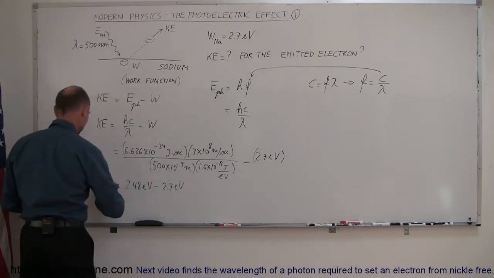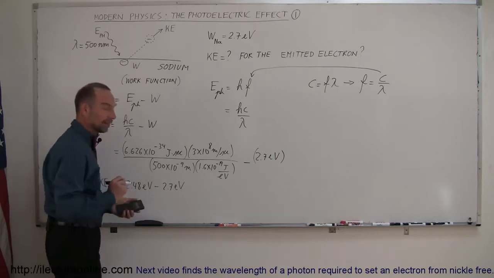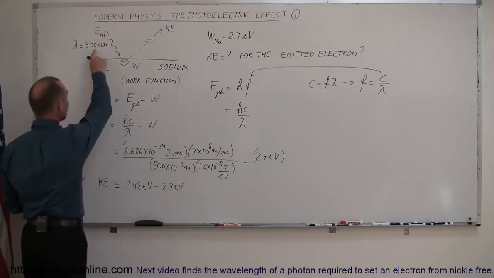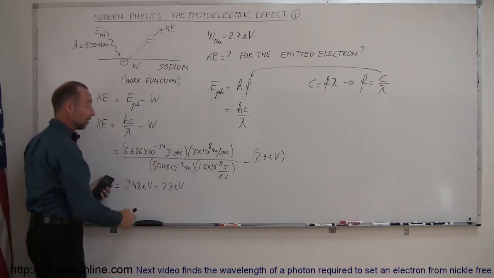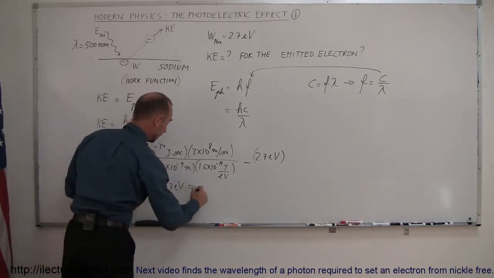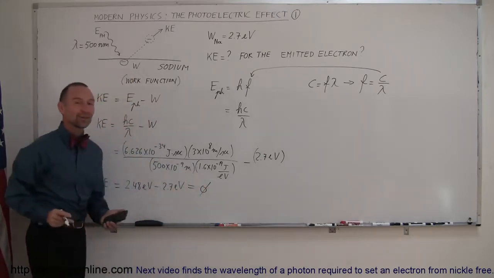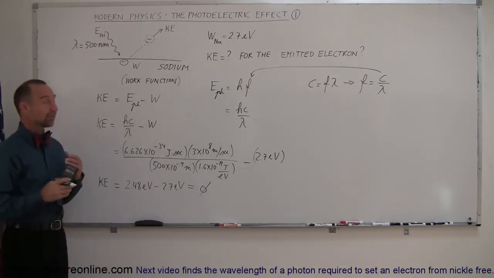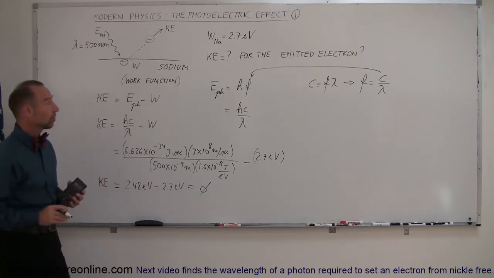And notice here that there's not enough energy in a photon with a wavelength of 500 nanometers to set this electron free. So the answer is, there is no answer. There's no kinetic energy that the electron will have because there was not enough energy to set the electron free. However, let's change the problem just a little bit.